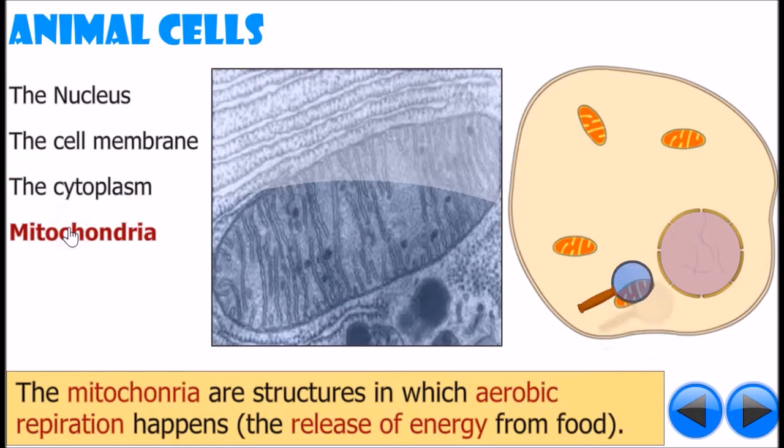And finally we have the mitochondria, and the mitochondria are where a chemical reaction called respiration happens. Respiration is the controlled release of energy from food. And this is aerobic respiration, which means it involves oxygen. So the oxygen we breathe in is used in the mitochondria to release energy from the food we consume. It gives us the energy to do all the things we need to do on a daily basis.